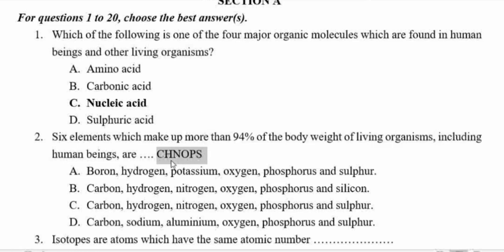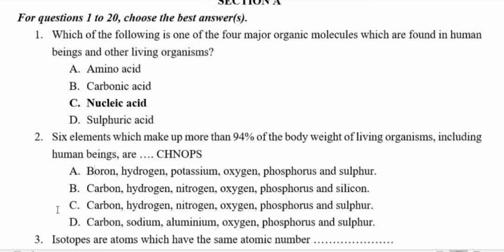All right, CHNOPS. The C is for carbon, H is for hydrogen, N is for nitrogen, the O is for oxygen, P for phosphorus, and S for sulfur. So it means that the 6 elements should be these ones. And so when we look at our options, the first one contains boron. It's not part of the CHNOPS, right? The second one contains silicon, which is also not part of the CHNOPS. The S here is not silicon, it's sulfur.